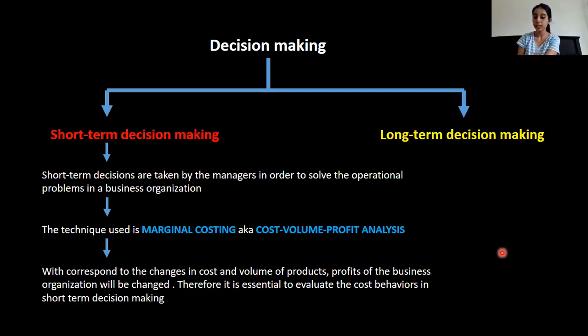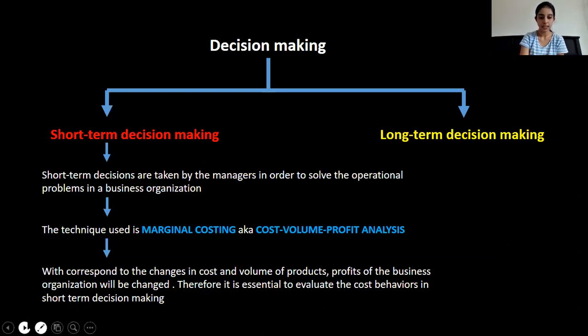Therefore, it is essential to evaluate the cost behaviors in short-term decision making. Another important point to note is that under short-term decision making, when we reach our conclusion, we place a higher weightage on contribution rather than on profit. So what is the difference between contribution and profit? It is the total fixed cost. Under short-term decision making, we assume that total fixed cost will remain constant over the time period. That is the basic reason why we place our weightage on contribution rather than on profits when making decisions under short-term decision making.